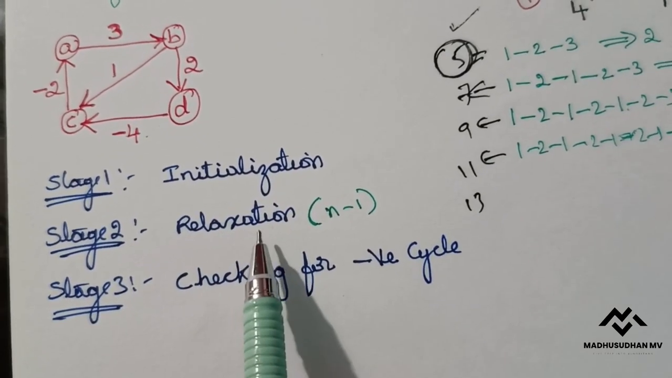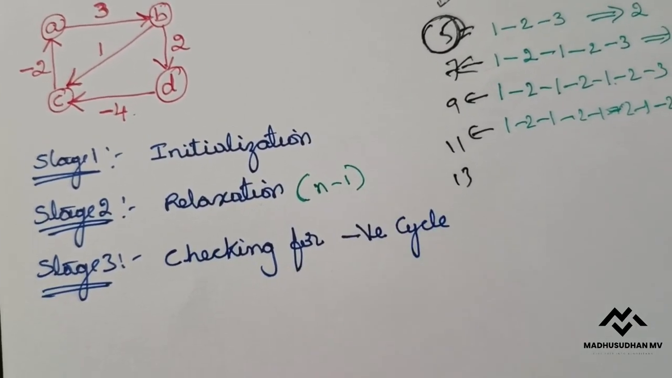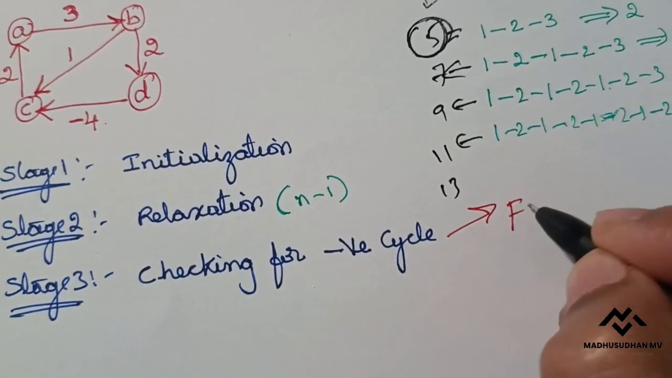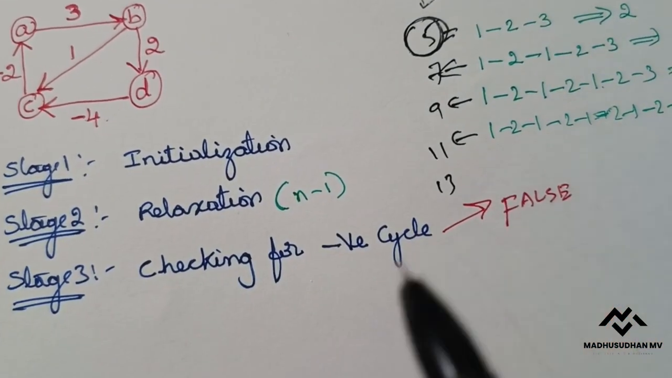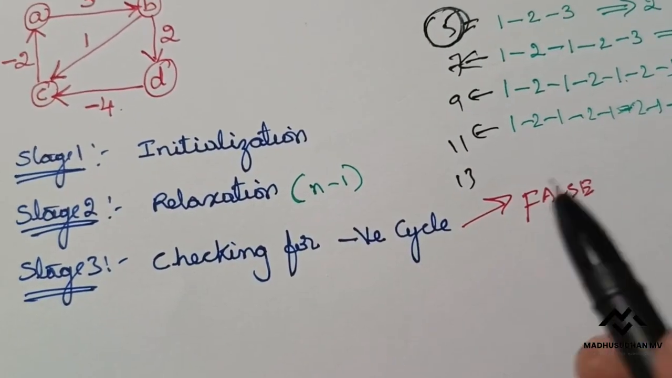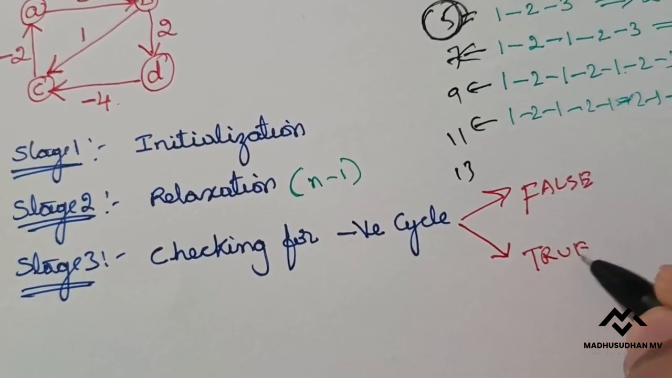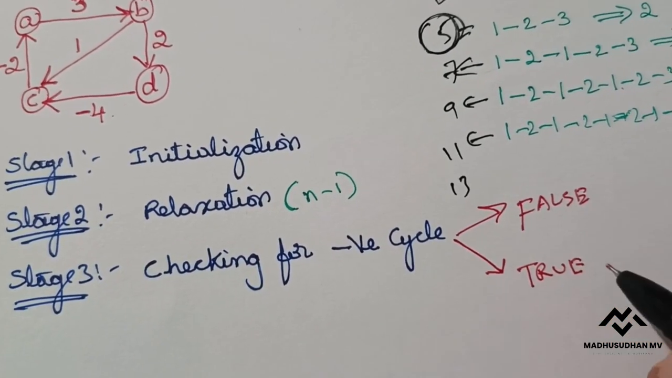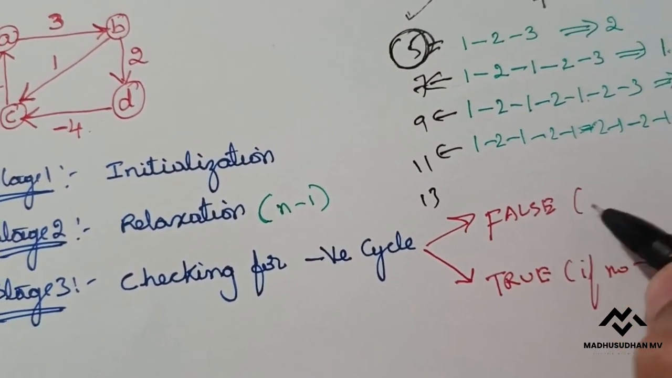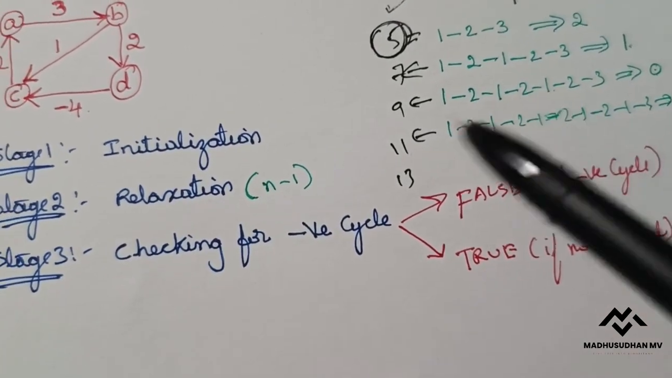Okay, so after relaxation, I'm checking whether a negative cycle is present or not. If a negative cycle is present, I will say false. That means whatever shortest distance we found during the relaxation is false. If a negative cycle is not present, then whatever shortest distance we found is true. This is if no negative cycle, and this is if a negative cycle is present. Okay, so this is what it will do.